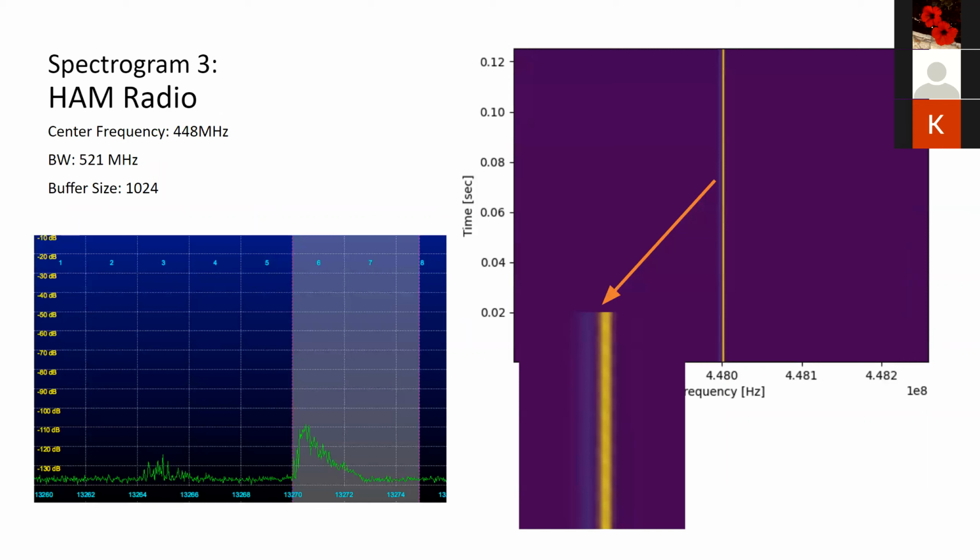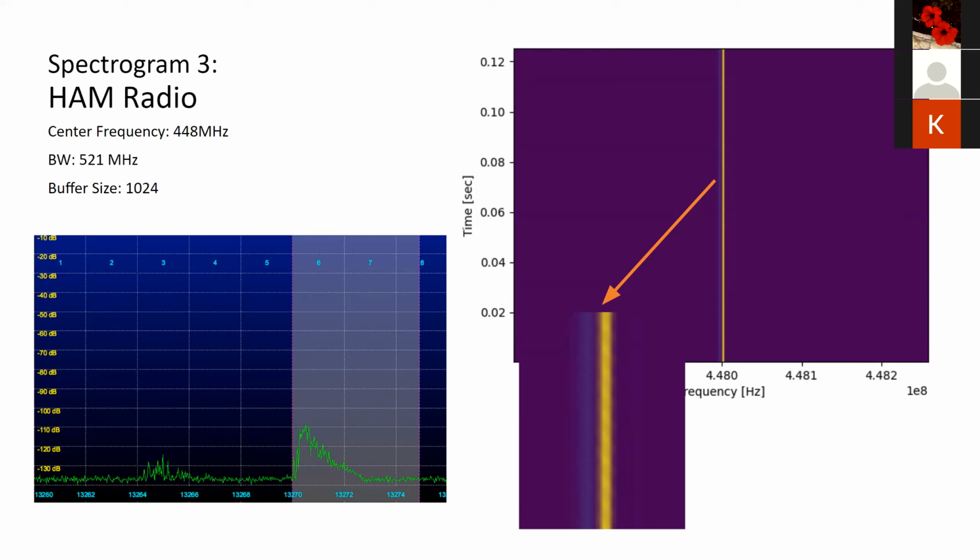The next signal we looked at was a ham radio signal. This is a single sideband style of transmission. So you have a carrier frequency and then the data on one side of the carrier frequency. On the graph on the left, you can see how there's a spike and then it drops off very sharply on one side and slowly on the other.